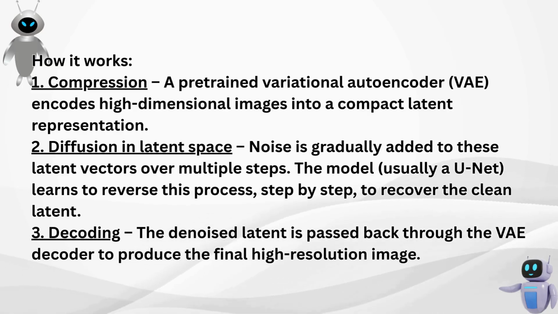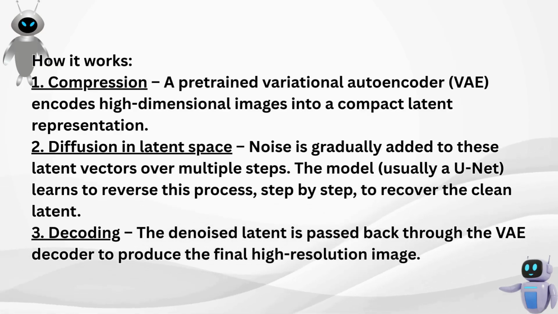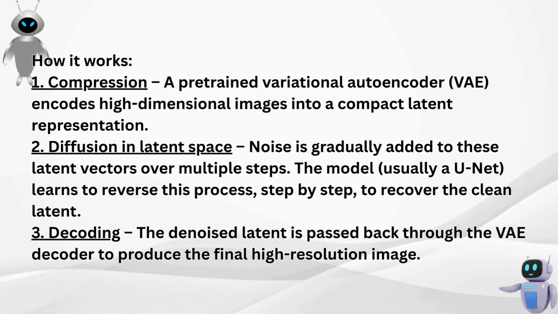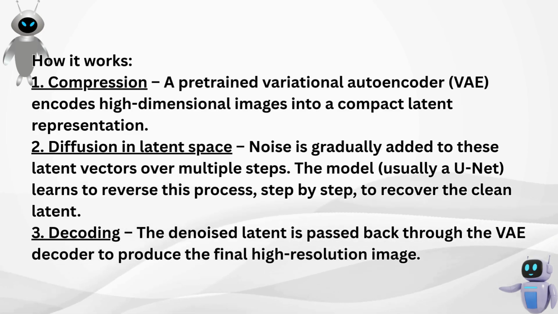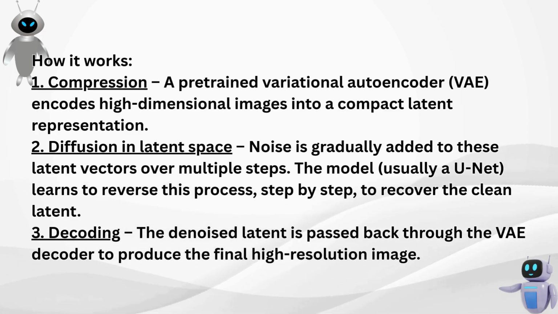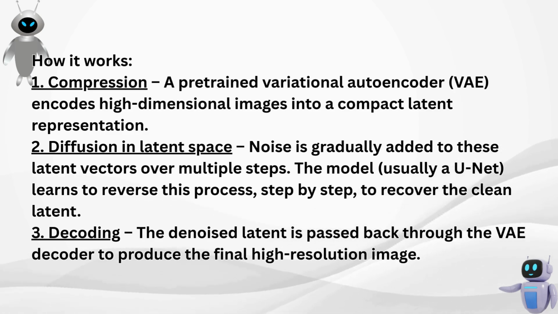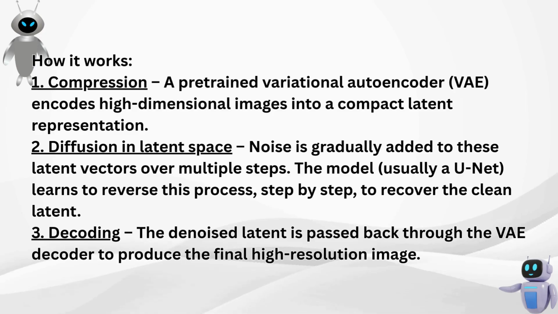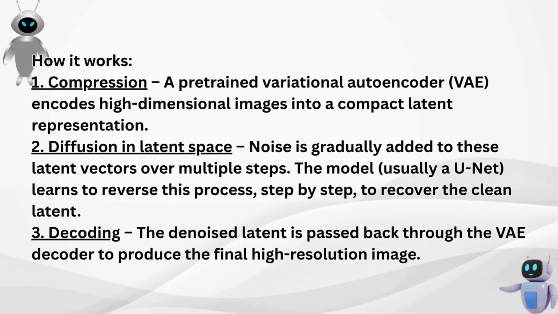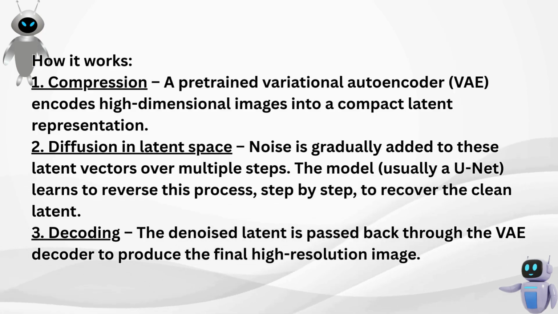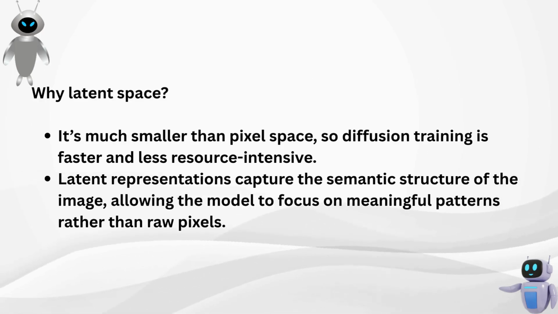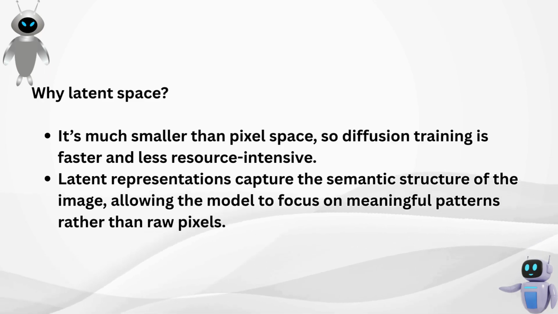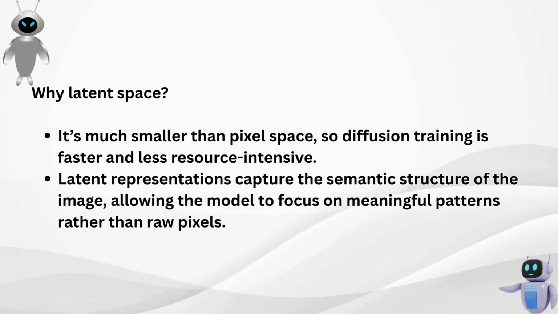2. Diffusion in latent space. Noise is gradually added to these latent vectors over multiple steps. The model, usually a UNet, learns to reverse this process step by step to recover the clean latent. 3. Decoding. The denoised latent is passed back through the VAE decoder to produce the final high-resolution image. Why latent space? It's much smaller than pixel space, so diffusion training is faster and less resource-intensive.